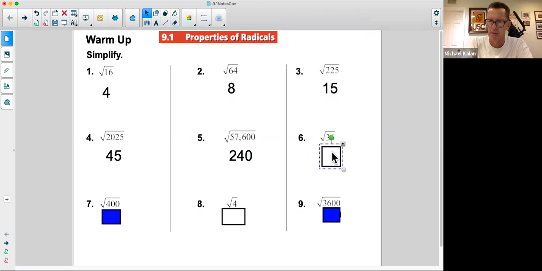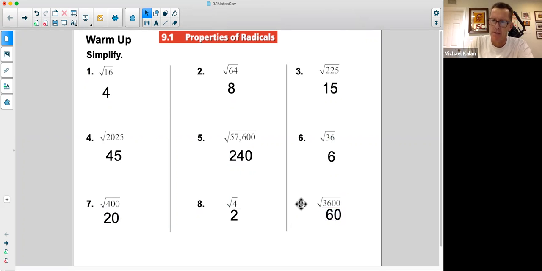Okay, for 6, hopefully you got 6. 7, you should know that one is 20. This one is obviously 2. And what about this one? Hopefully you had 60, right? Because 6 times 6 is 36, and then if we add 2 zeros, or plus 1 zero to the 6, then we're good to go.